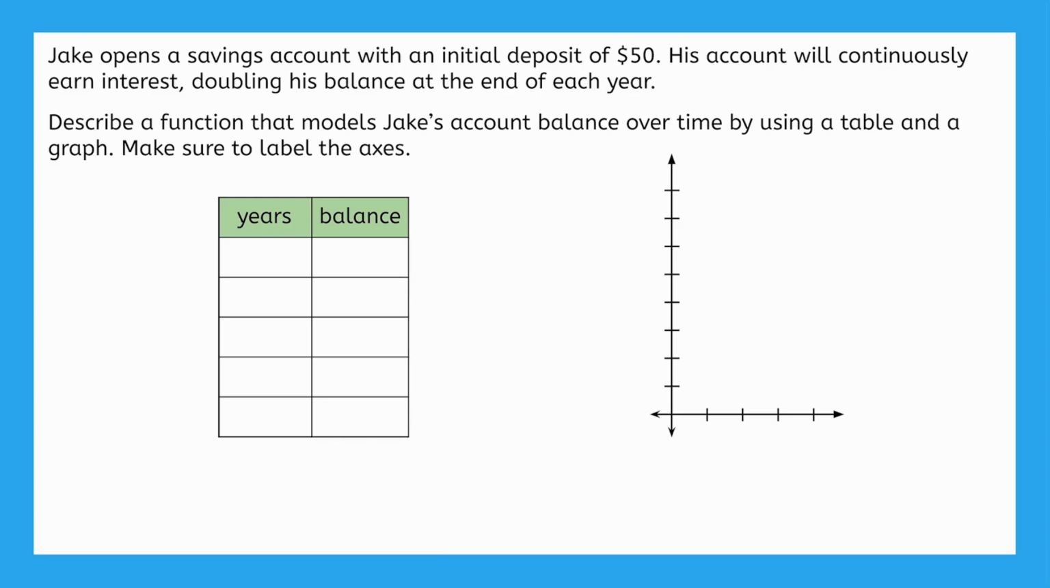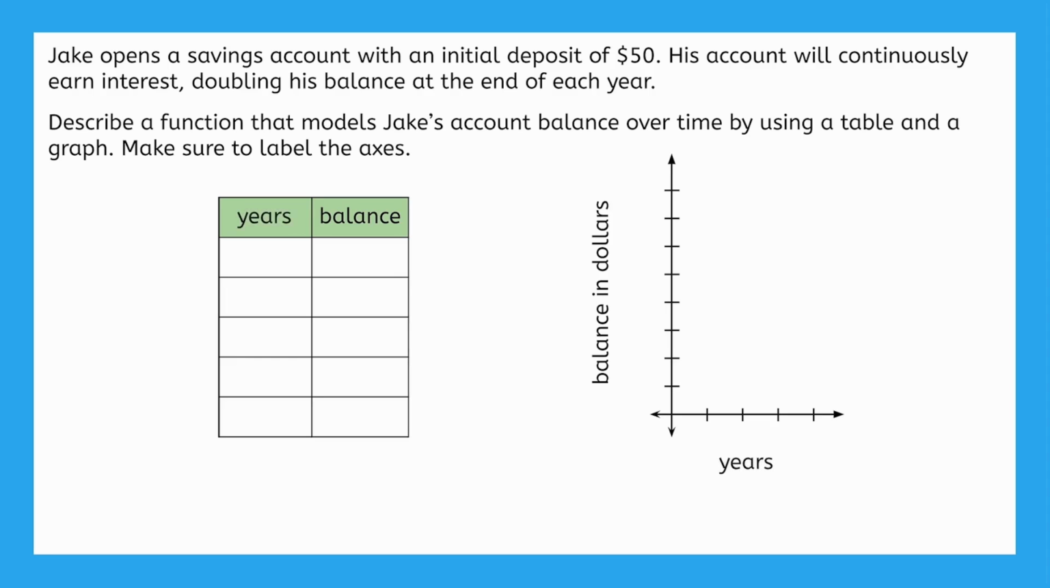When modeling real-world situations with functions, it's important that we first identify the input and the output. Inputs are always placed on the left column of the table and on the x-axis, and outputs go on the right column of the table and y-axis. We want to model the balance in Jake's account, so the balance must be the output of the function. Since this balance depends on the time passed, the number of years is the input.